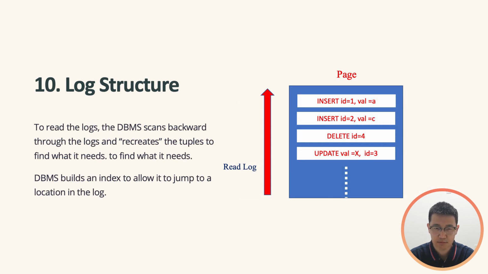Additionally, in the log structure file system, how does reading operate? To read records, the log-based database management system, DBMS, scans the log backward and reconstructs the tuples. It needs to scan the log from back to front and build an index, allowing it to jump to the corresponding position in the log. To read records, it needs to reconstruct the log tuples. The benefit is that the write speed is fast. However, considering the reading process, read speed is actually very slow.